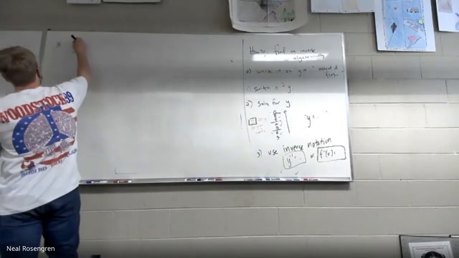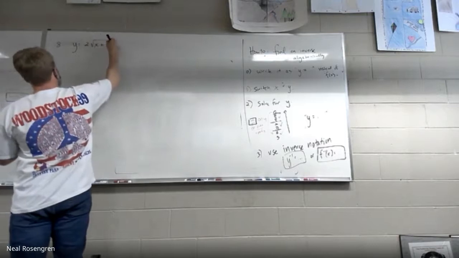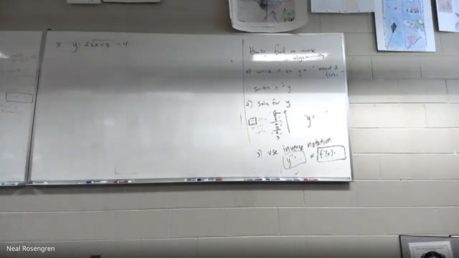Y equals again, so we're not putting any changes, that's good. 2 square root of x plus 8. And the square root, I mean, you don't have to write it again. I had it. Let's do it. Make an XY table. Here's one.